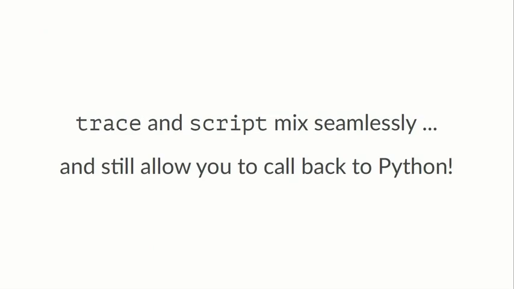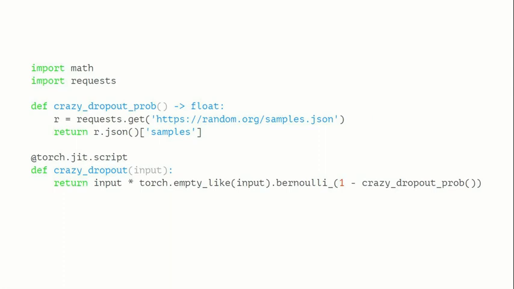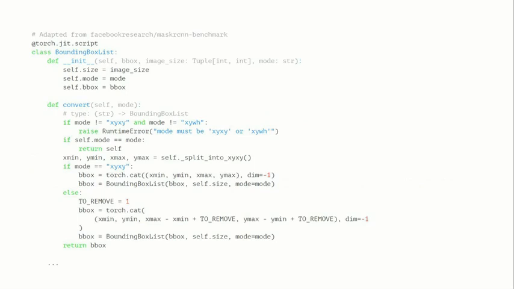Yeah, so you have an example in here. If you don't trust your random number generator, you can get dropout probabilities from a safe random source at every iteration, and that's a valid TorchScript program. Apart from that, we have classes. This is a bit small, but this is taken from a real research project from Facebook.